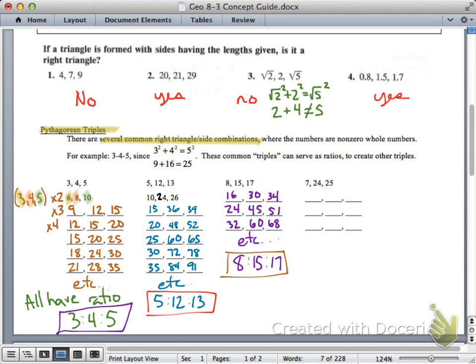Did you come up with these numbers? By multiplying by 2, or by 3, or by 4. Try the same over there with the other common Pythagorean triple, 7, 24, 25.